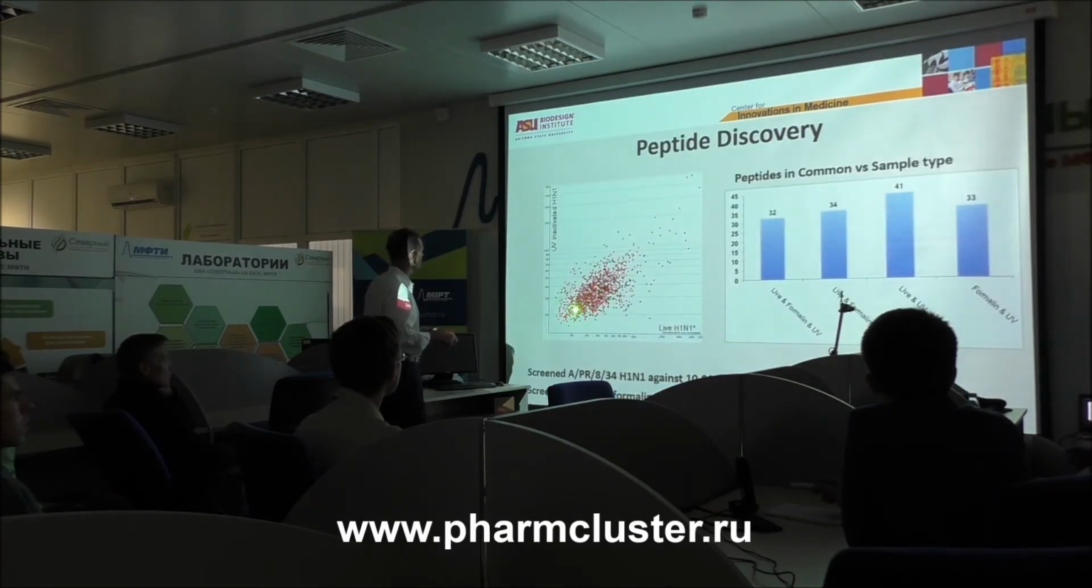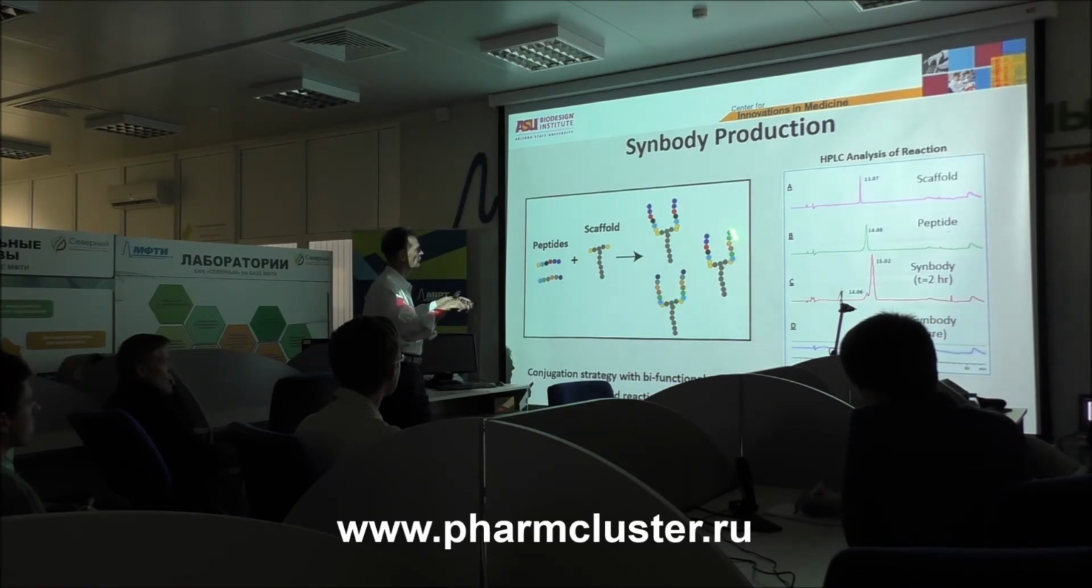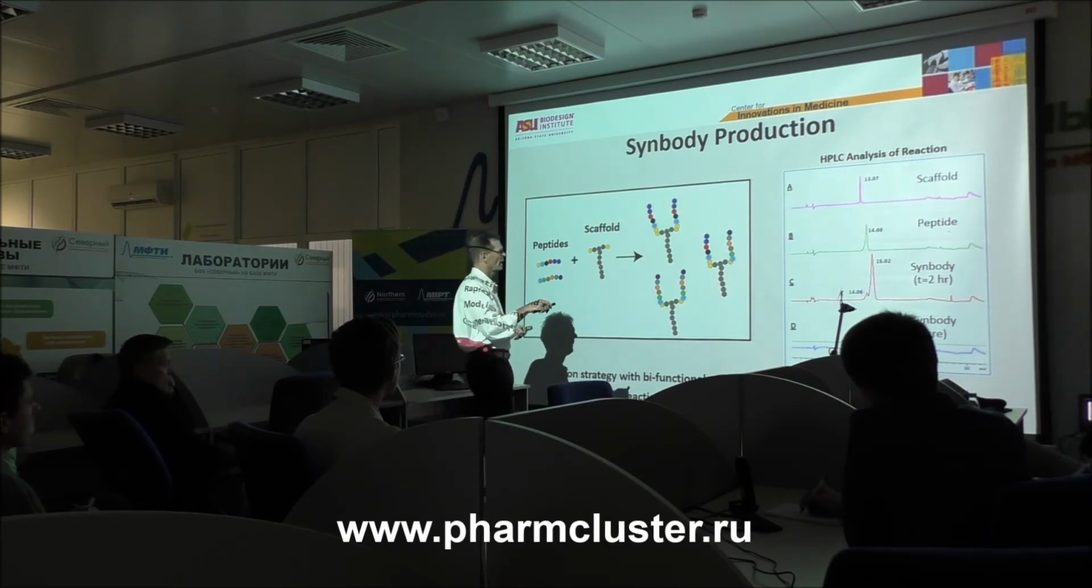Here's how we pick them out. We look for peptides that bind both live flu and UV inactivated flu, and you can see that there's a number of them that have high affinity for that. And then we make the combinations of these peptides together, and in every mix we get both the homodimers and the heterodimers. And they're in a 1-to-1 ratio of homo to heterodimers.